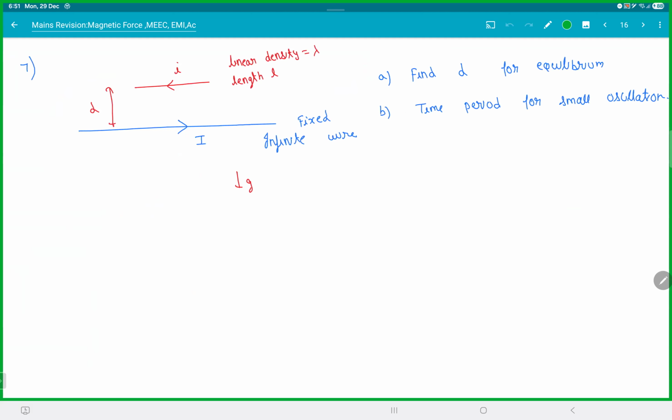Let's get this thing. We have a fixed infinite wire and there's a small wire of linear density lambda and length L. Distance is d, current is I, gravity is present. Find the distance between them for equilibrium and find the time period for small oscillations. And remember this thing, the moment you hear the word equilibrium, SHM will follow up. It doesn't matter which chapter. SHM will simply come and hijack.